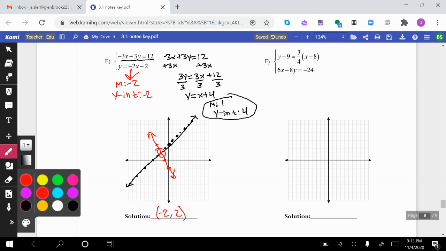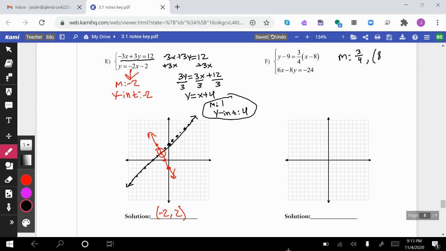Last one, letter F. So our first one is in point slope form. So I can just pull out my slope is 3/4, and my ordered pair is 8, 9.